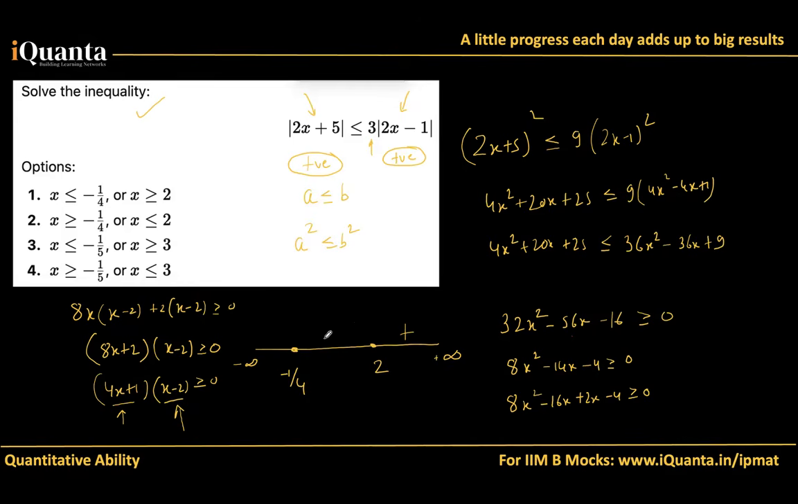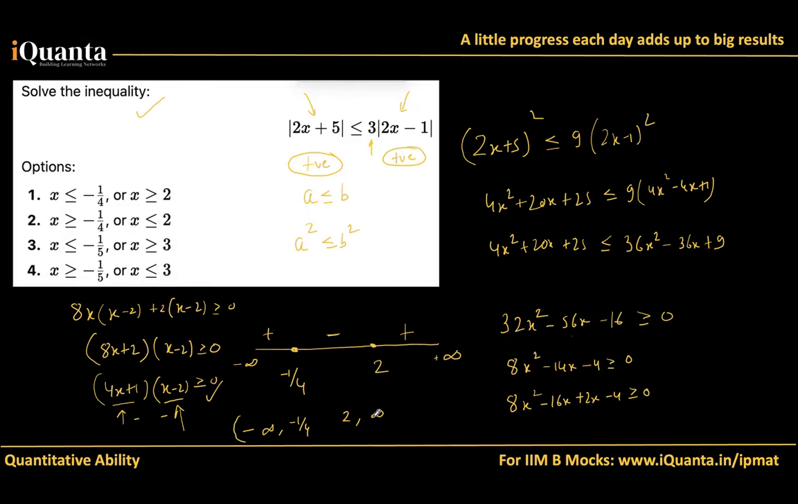Minus 1 by 4 to 2. Let's pick 0 from this range, okay? This is positive, this is negative, so I'm going to get a negative product. And in the leftmost range, minus infinity to minus 1 by 4, let's pick up any number, say minus 2. This is going to be negative, this is going to be negative, so negative into negative is positive. So we see that minus infinity to minus 1 by 4 and 2 to infinity, we are going to get positive. Positive means greater than 0, and that's what we are looking for.